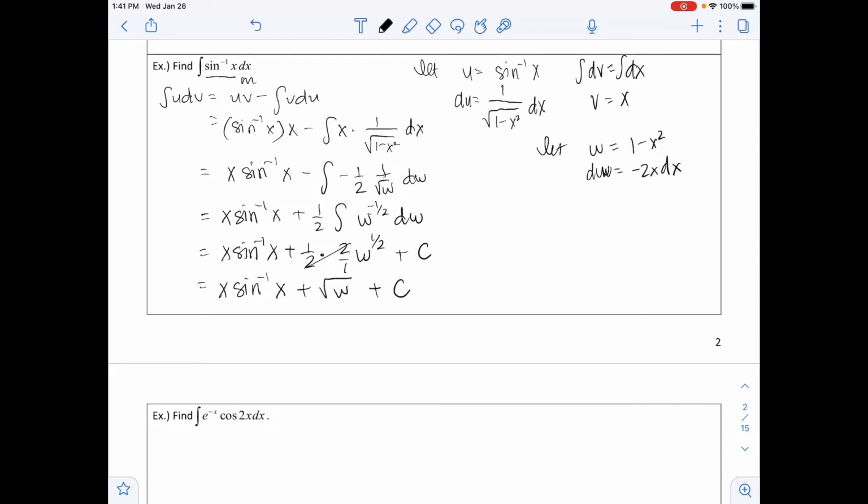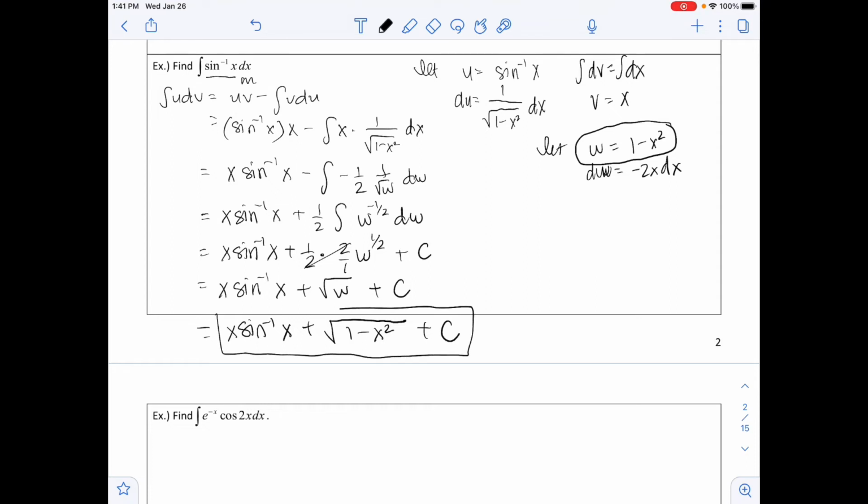From here, I'm going to back substitute in what w was defined as, and I have x sine inverse of x plus the square root of w, which is right up here, which is 1 minus x squared plus c. And this would be my answer. And again, hopefully you can see that calling it w allowed me to back sub it in a lot easier than if I had called it u and got confused on which u I was talking about.